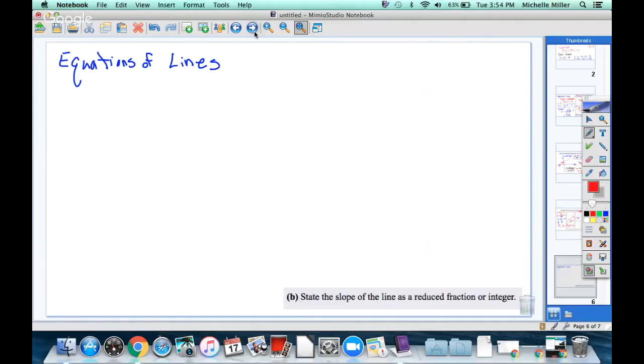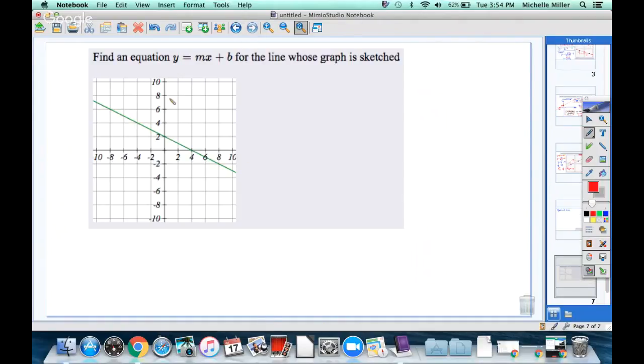All right, let's see. I accidentally added an extra slide there. That can go. We want this one. Okay, find an equation, y equals mx plus b, for the line sketched below. Well, something of note here is I seem to have the y-intercept right there. So that means b has to equal 2. That's nice to know. Got that one.